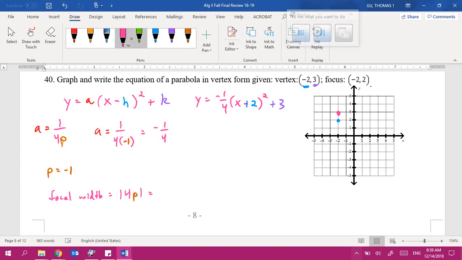So that's going to be the absolute value of 4 times negative 1, which comes out to be 4. So the focal width is 4, which means around my focus, I'm going to go 2 in each direction, right? 2 this way, 2 this way, because that totals 4. And then when I connect these 3 points, the vertex and those 2 points right there, that gives me my graph. And that's number 40.